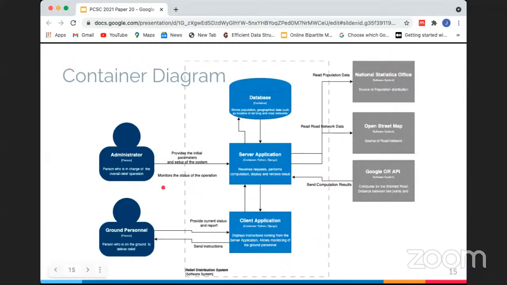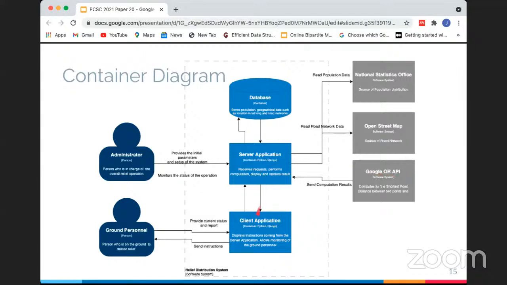Okay? And then zooming in, inside the system, we have several different applications that can be deployed and undeployed. Inside the relief distribution system, we have a server application and a client application. The server application is in charge of receiving requests and performing computation. It is also connected to different external systems, such as population databases from the National Statistics Office, OpenStreetMap, and some APIs available in Google OR-Tools.